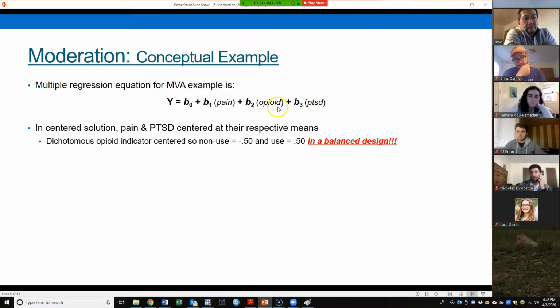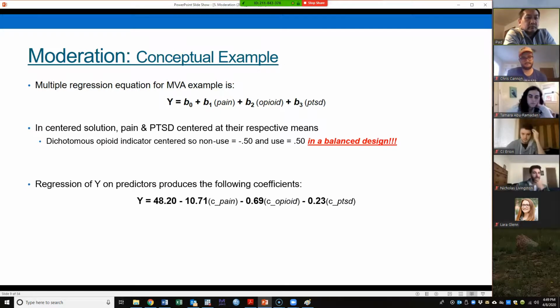My opiate use is a dichotomous variable, and there are reasons to center this. If I have a perfectly balanced design, so equal numbers of people who are taking opiates and not, if I center that, then non-use is now equal to negative 0.5, use is equal to 0.5, but only in a balanced design. If I have an unequal distribution, if I have 20% not taking and 80% who are taking, centering is not going to put it at negative 0.5 and 0.5. It's going to shift it around. So just be aware of that. Okay.